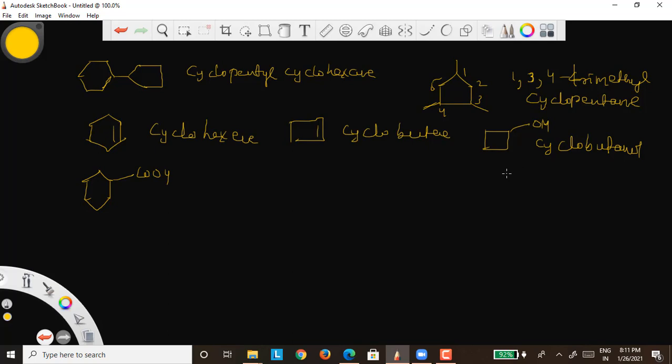So this you can give cyclobutanoic acid. For cyclohexane, cyclohexanoic acid, or you can say cyclohexane carboxylic acid. Cyclohexane carboxylic acid.